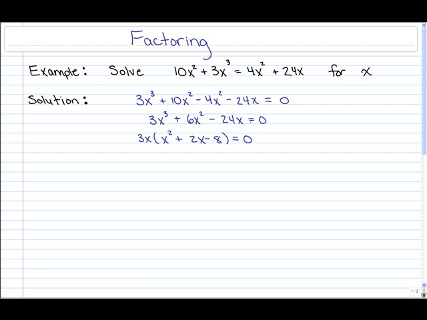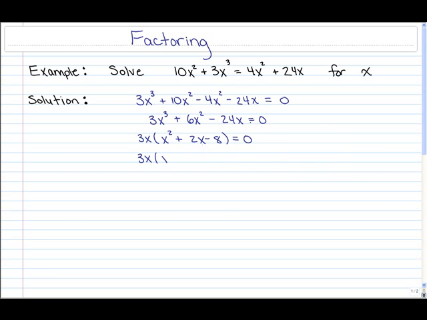Now to factor this trinomial, we need to think of two numbers that are going to multiply to give us the value of -8, but also those two numbers need to add or subtract to give me the value of +2. Now those two numbers here would be 4 and -2. 4 and -2, when multiplied together, gives us -8. Also, 4 and -2, when we add them, this gives us +2. So 4 and -2 seem to work here.